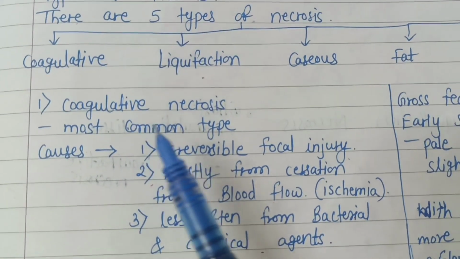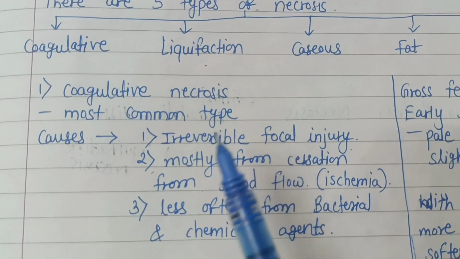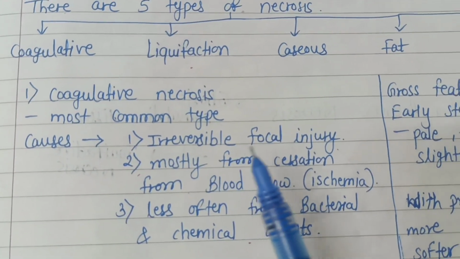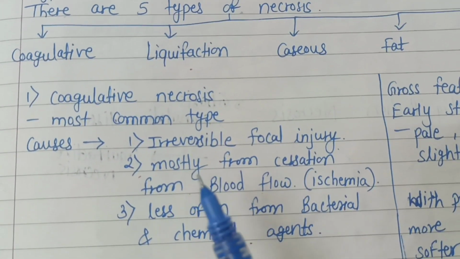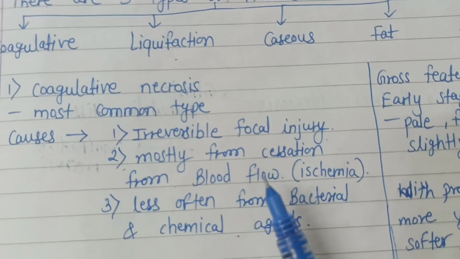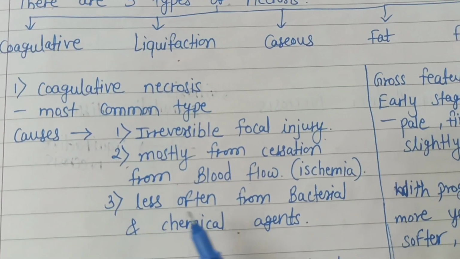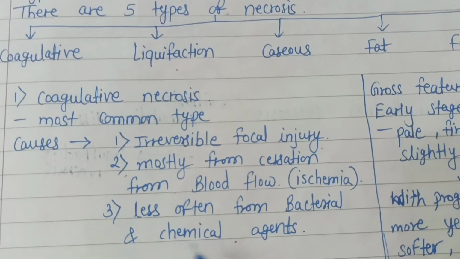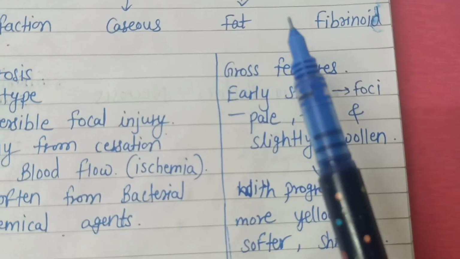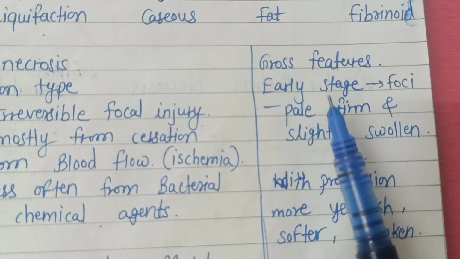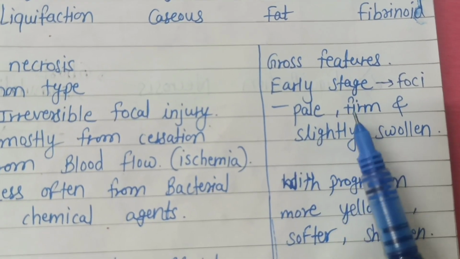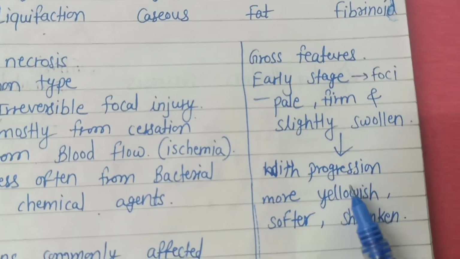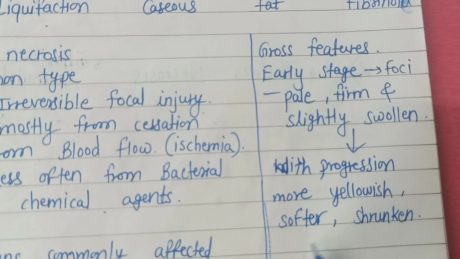First is coagulative necrosis. It is the most common type. Its causes: first, irreversible focal injury; second, mostly from cessation of blood flow, ischemia; third, less often from bacterial and chemical agents. Gross features: in the early stage, the foci are pale, firm, and slightly swollen, and with progression they become more yellowish, softer, and shrunken.